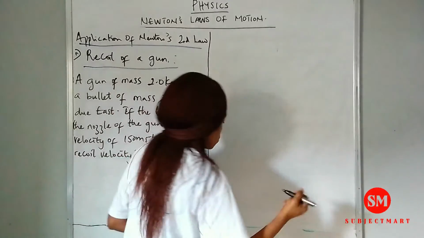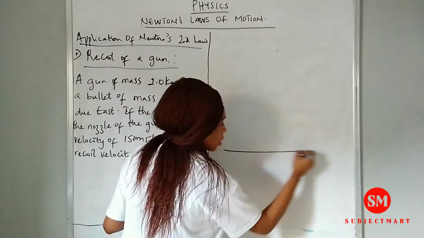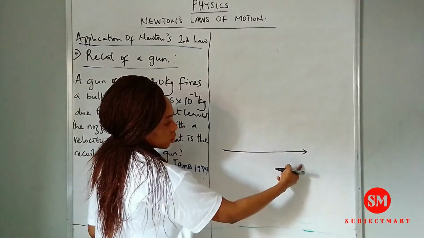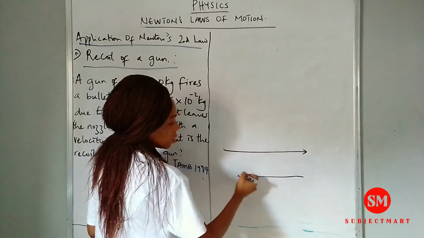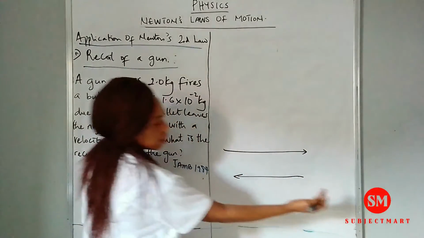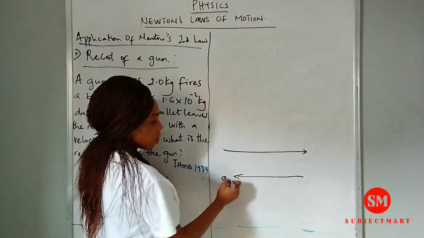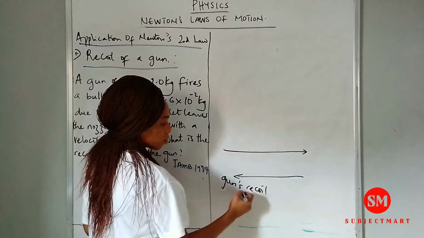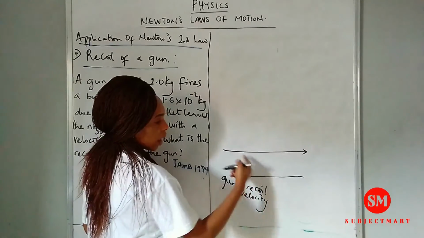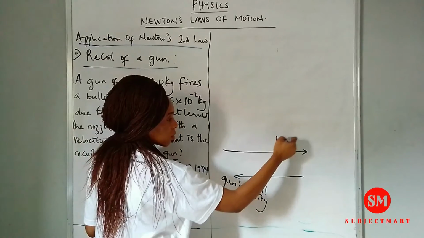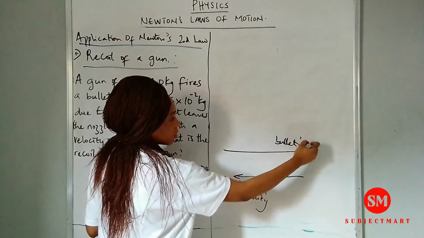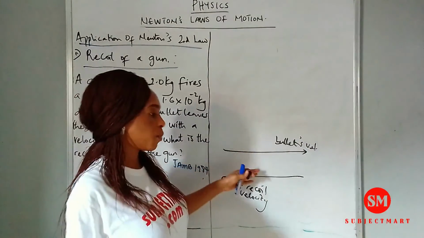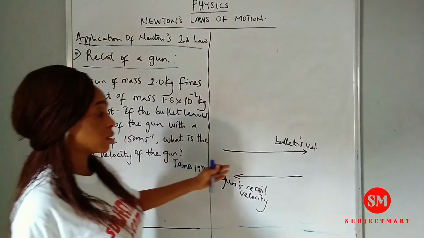So, this is the way it works. Here is the momentum. The bullet is fired in this direction. Then there is a recoil velocity of the gun acting in the opposite direction. Here, this is the bullet velocity acting in this direction. But you must take note that both of them have the same momentum.